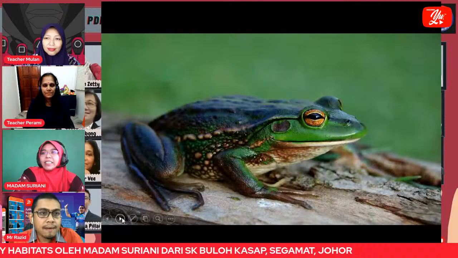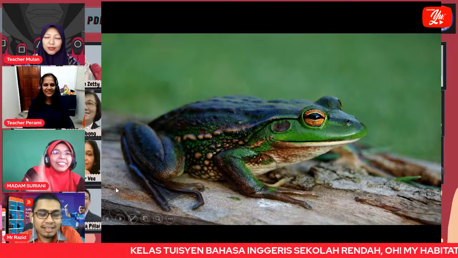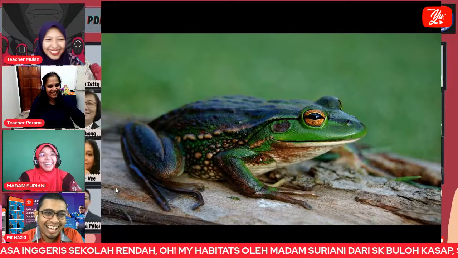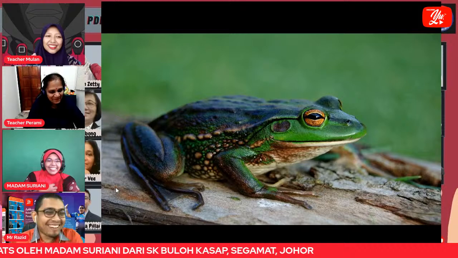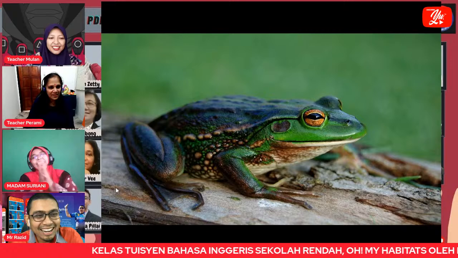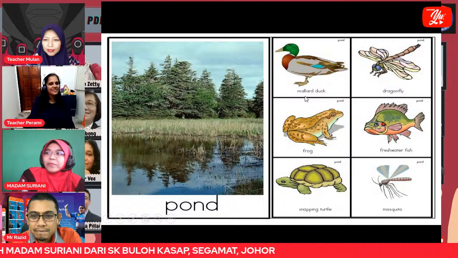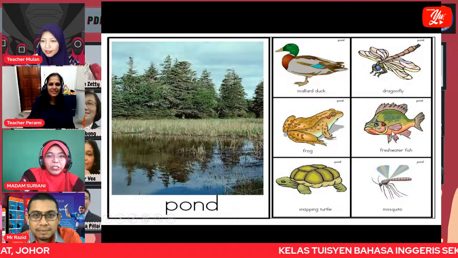Frogs. What is this? This is a big frog. Where can we find it? You can type in the comment. They say if you kiss the frog it will become a prince. That's the fairy tale story, right? Some frogs have poison. See, frogs stay at the pond. Yes, good, Franny. So why do I show this? Because the habitat in the pond is this one: duck, frog, snapping turtle, dragonfly, freshwater fish, and we have mosquito. This is their habitat.